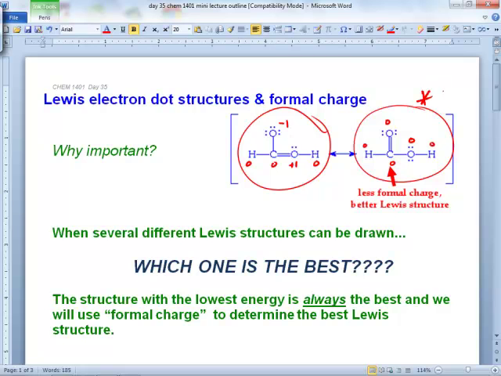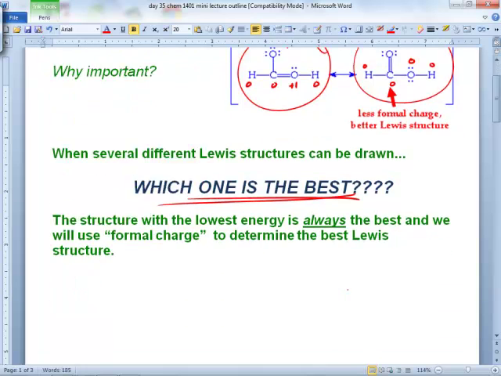It's the real answer. It's the lowest energy form of that molecule. That means that's what exists in nature, and that's it. That's the answer. Well, how do you know? Formal charge. That's how we're going to figure out which one's the best. Okay?